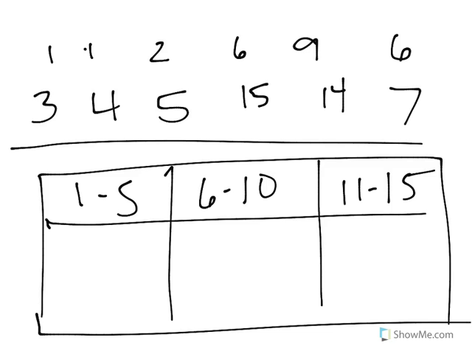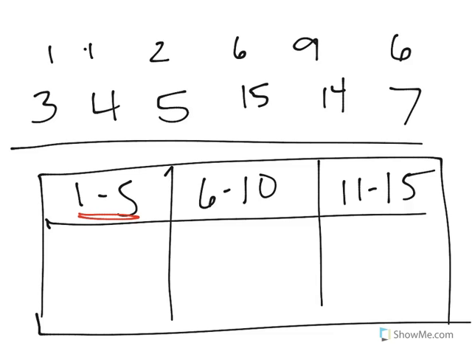Then all I'm going to do is count how many are in each group. So the first group I'm looking at is 1 through 5. I want you to just do a little tally, how many numbers fall between 1 and 5.